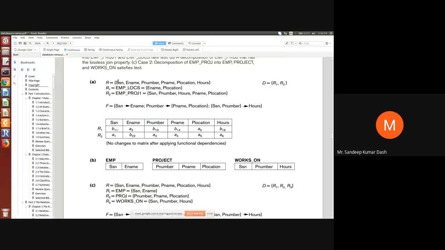Okay, write all the attributes present in the table: SSN, ename, p number, p name, p location, hours. Fine. Then on the left hand side, how many divisions did you make? R1, R2. So that many tuples, that many rows will be there. One is for R1, one is for R2. If it had been R1, R2, R3, then another row would have been there. Now it has only two divisions, R1 and R2, so you make two rows.